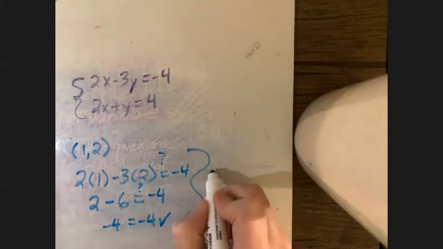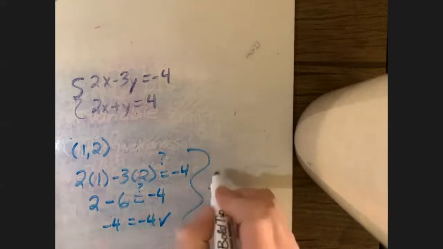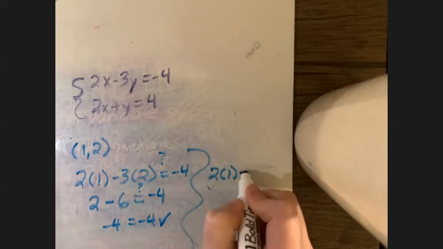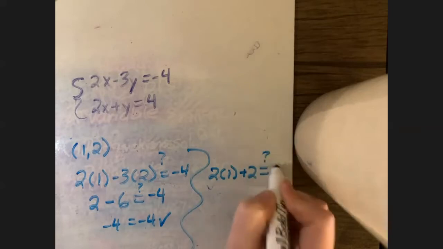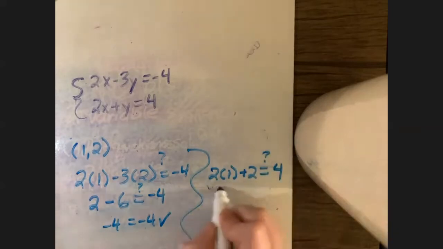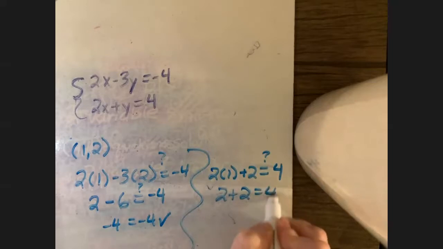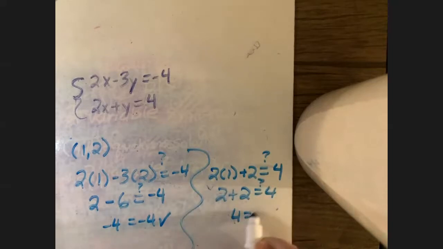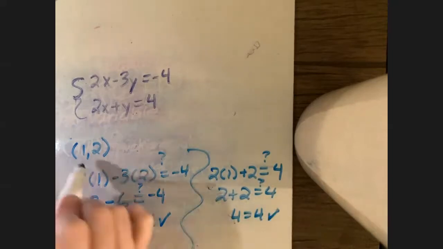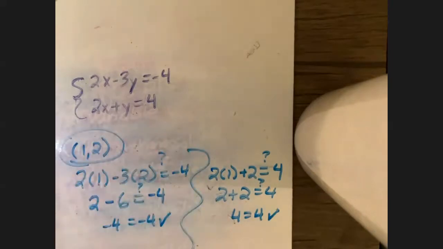And then we're going to check it in the second one. Sorry. 2 times 1 plus 2. Does that equal 4? 2 plus 2 equals 4. That is a solution. Okay. So if they ask you to determine whether or not something is or isn't a solution, then that's all there is to it.